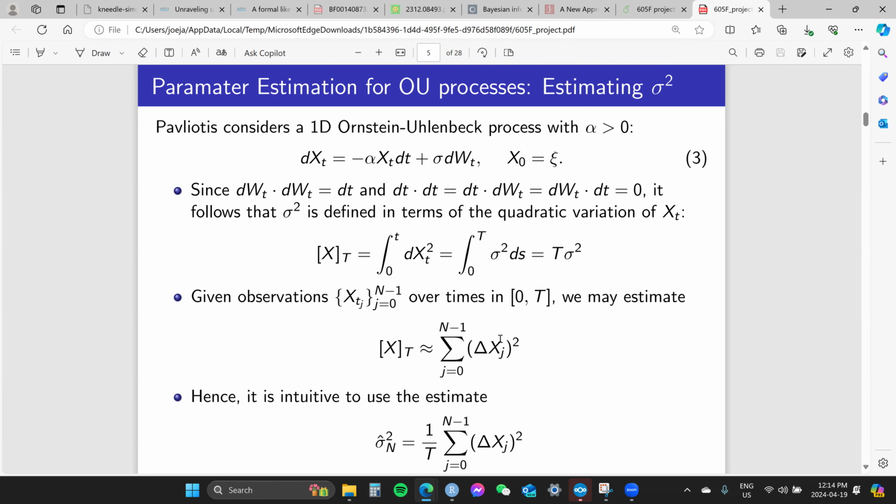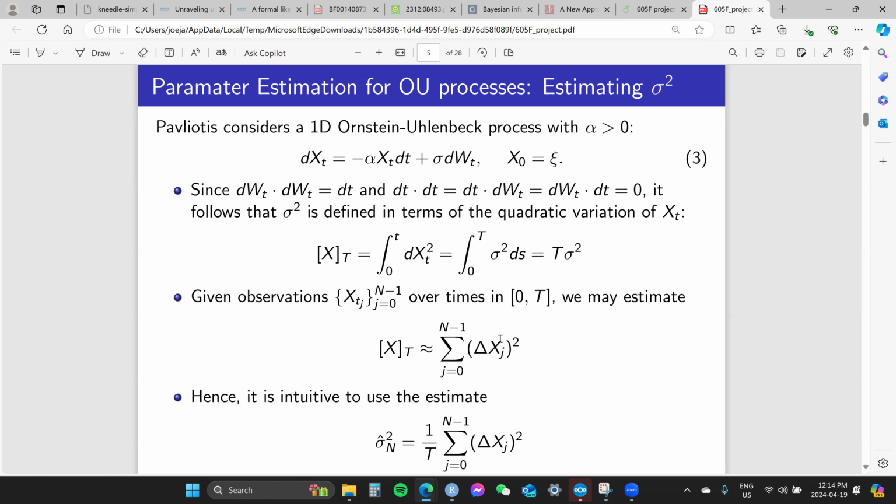So what this means is that if you were to write out the quadratic variation, which is you just sum up all these infinitesimal quadratic differences of your process like this, then you can replace it in terms of sigma squared. And then you would get a closed form expression of sigma squared in terms of the quadratic variation of the process. So this is actually exact because it's in the limit.